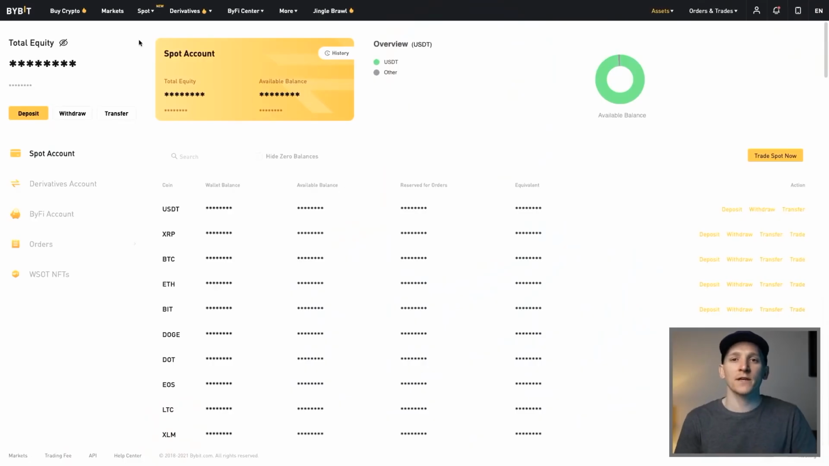So first thing you need to do is use candlestick charts. This is absolutely vital. I'm going to come to my Bybit to show you this.